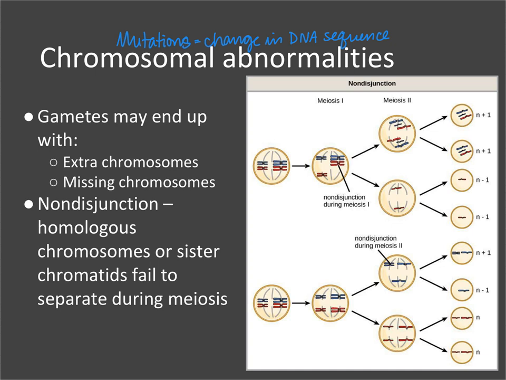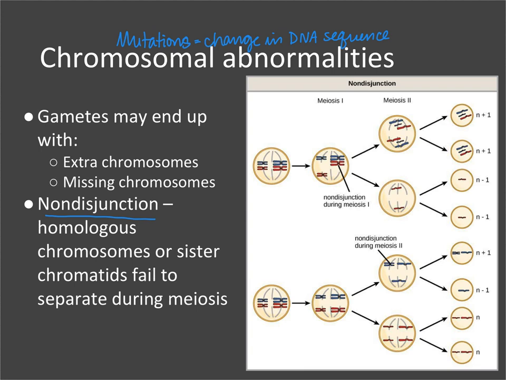And so sometimes chromosomes are not inherited properly. So what may happen is that gametes might end up with an extra chromosome or more in them, or they might be missing one or more chromosomes. And this happens due to something called non-disjunction. And non-disjunction can happen either during meiosis 1 or meiosis 2.